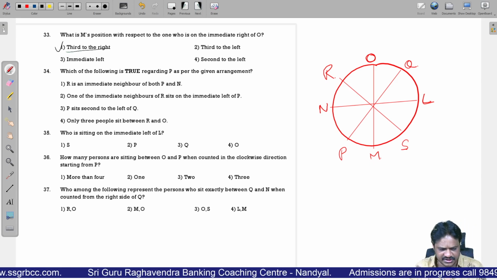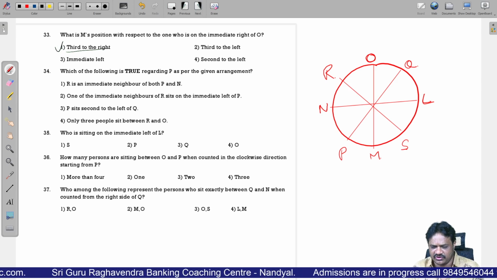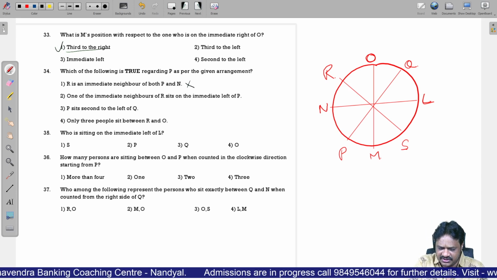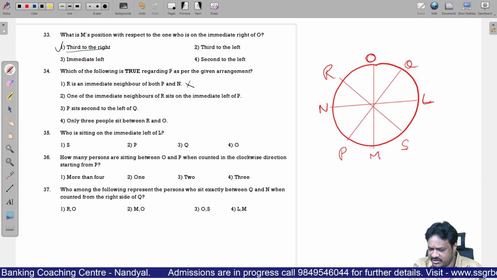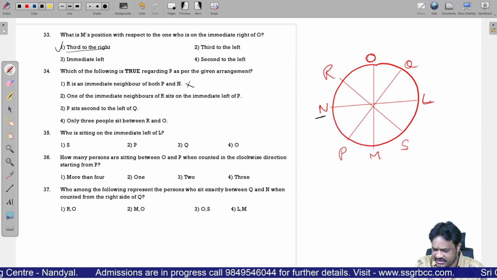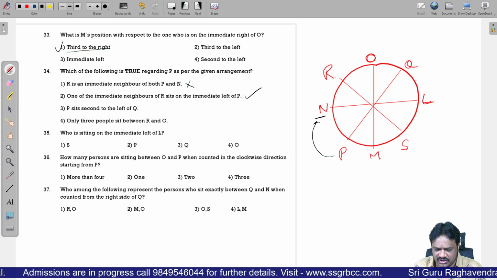Then which of the following is true regarding P as per the given arrangement? R is the neighbor of both P and N is wrong. One of the neighbor of R sits to the immediate left of P. That is correct. N is one of the neighbor of R and is sitting to the immediate left of P. Who is to the immediate left of L? L immediate left. Who is the person?